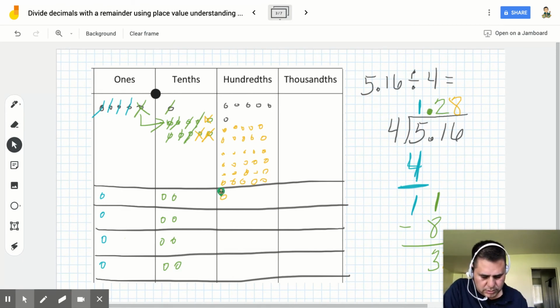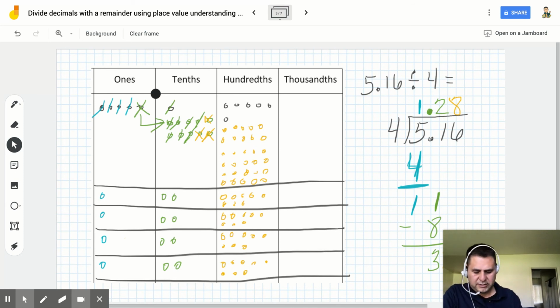1, 2, 3, 4, 5, 6, 7, 8, 9, 10, 11, 12, 13, 14, 15, 16, 17, 18, 19, 20, 21, 22, 23, 24, 25, 26, 27, 28, 29, 30, 31, 32. Somehow this one did not mark.